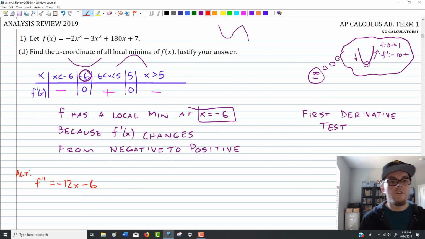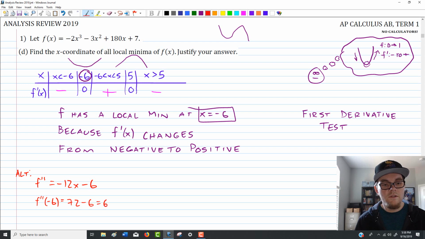So in this case, if we wanted to check whether or not we had a relative max or relative min at negative 6, we could plug in that value. In this case, that'd be negative 6. That would give us 72 minus 6, which is 66. Because the second derivative is positive there, that means that we are concave up at a critical number. And according to the second derivative test, that tells us that we have a relative minimum at x equals negative 6.